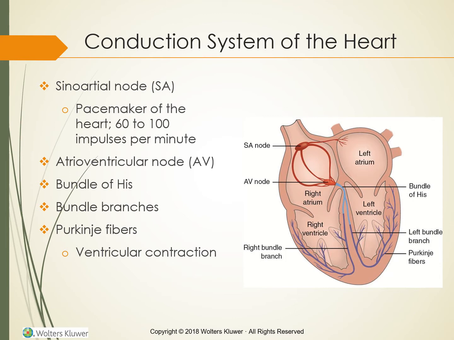Normally, it produces between 60 and 100 impulses per minute. The average is approximately 72 impulses per minute. Other areas in the conduction pathway may initiate an electrical pulse if the SA node malfunctions, but they do so at rates slower than the SA node.